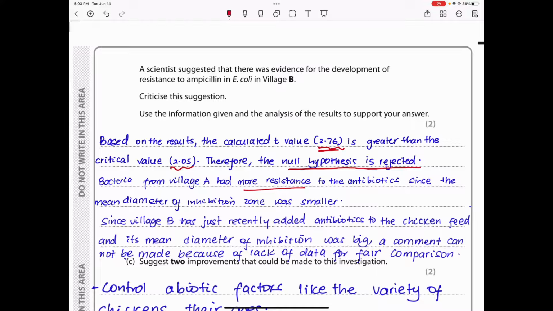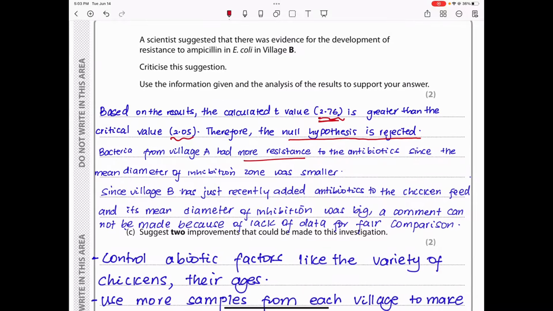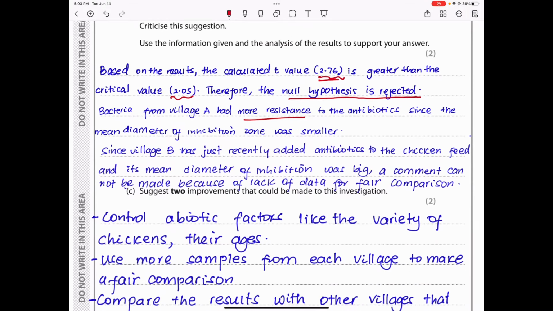And again, village B has just recently been added because antibiotics have just been recently added to village B. So their chickens, and the diameter of the zone of inhibition was big. We could conclude that there was a lack of fair data or fair comparison, and therefore this data may not be that reliable due to the differences. The other chickens in village A have been taking antibiotics for a longer period of time, so there is a higher chance that there is more resistance than in the newer village, village B, who have just introduced the antibiotics.